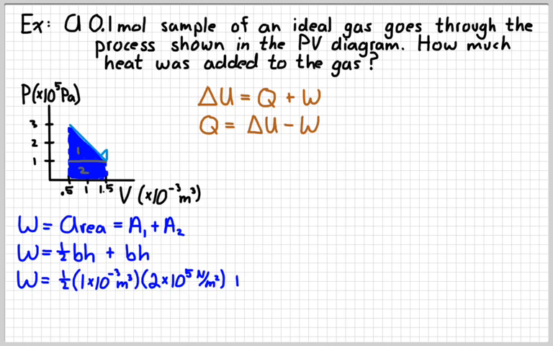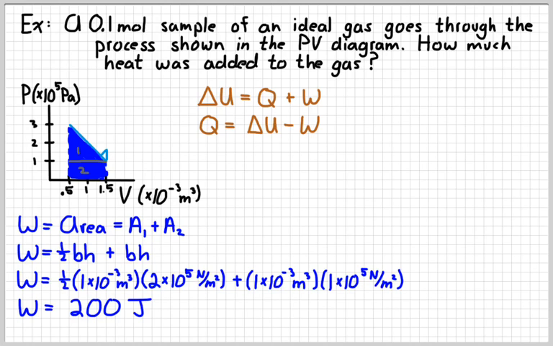The base would be 1 times 10 to the negative 3rd. Height would be 2 times 10 to the 5th for the triangle. 1 times 10 to the negative 3rd is the base for the rectangle. 1 times 10 to the 5th is the height of the rectangle. And so all that's just some fancy geometry to show us that we got 300 joules of work in this gas expanding. Now we have to again realize it is expanding, therefore we need a negative sign in front of the work. Okay, that's step one.